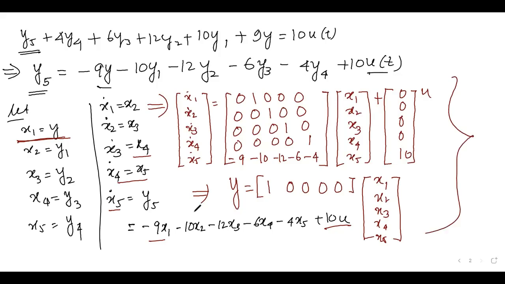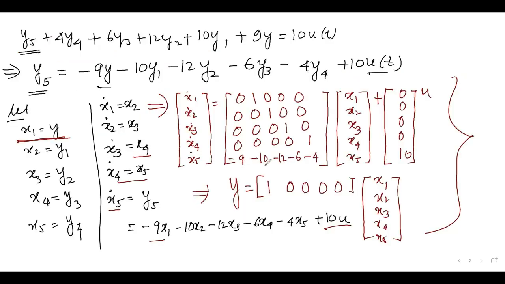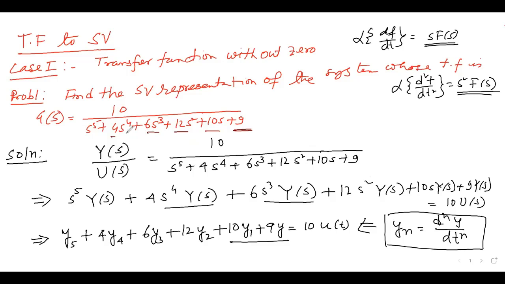All right, now look at the matrix carefully. This is minus 9, minus 10, minus 12, minus 6, minus 4. And above the diagonal is called the super diagonal. Look, the super diagonals are 1, and all other entries are 0. Only the last row has some values: minus 9, minus 10, minus 12, minus 6, minus 4.